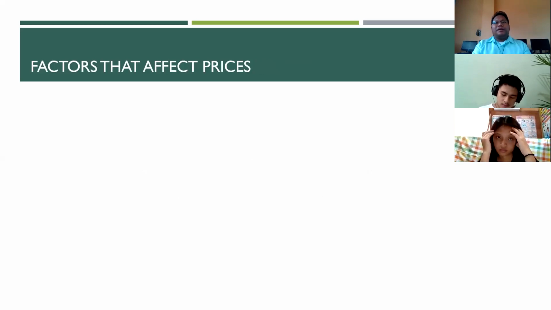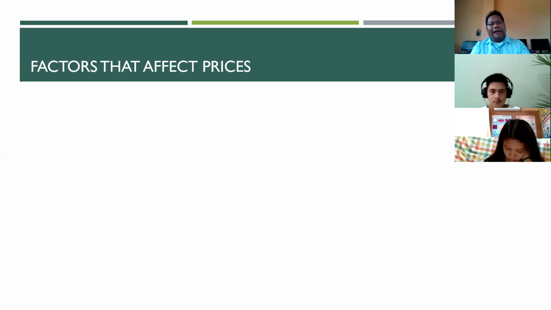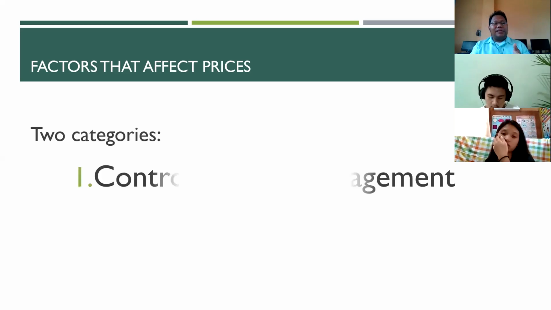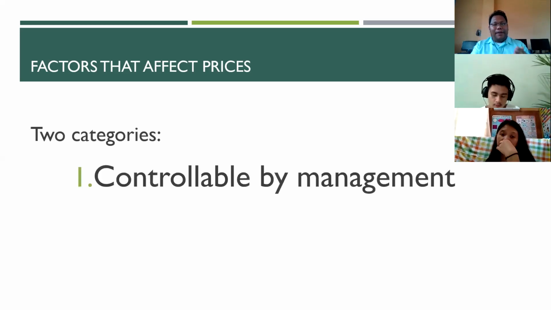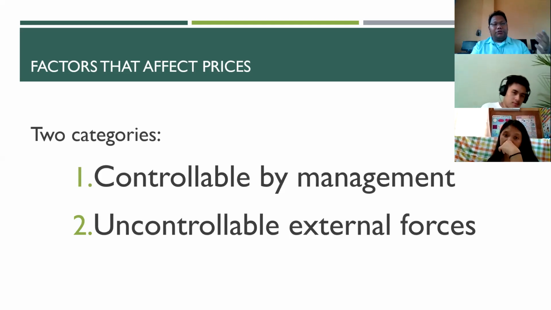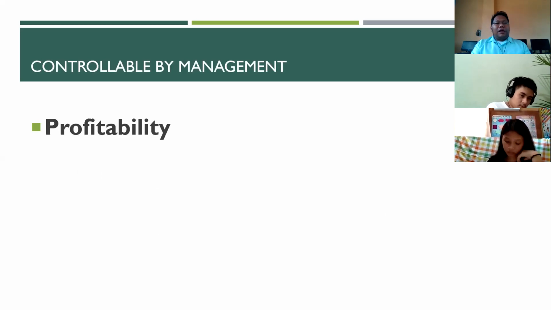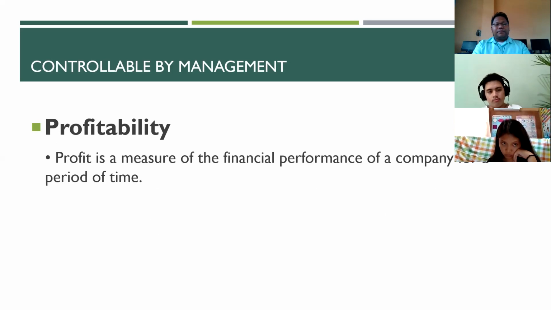Factors that affect prices. It's also important for us to know these factors because when we do finance and budgeting, and if we are on the side providing the business, we should know what reasons we provide if we change the prices of our commodities and services from time to time. These factors can be categorized as the ones controllable by management and those that belong to uncontrollable external forces. For the factors controllable by management, we begin with profitability.